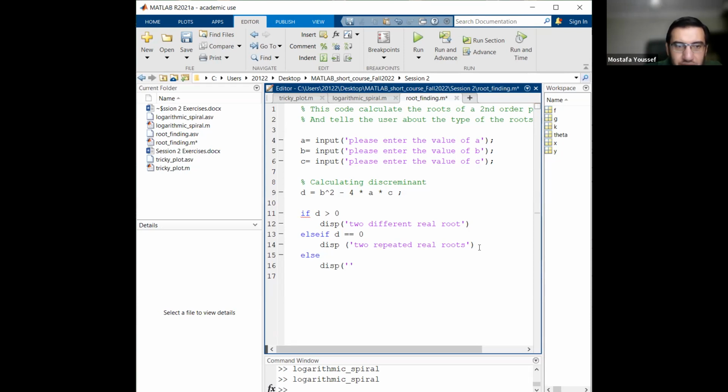Then the message here to the user, if it is else, the only remaining possibility is being less than 0, I'm going to say 2 complex roots. And I should close this. And I should end the if statement. Okay. When I put the end here, the red line under the if disappears right away.